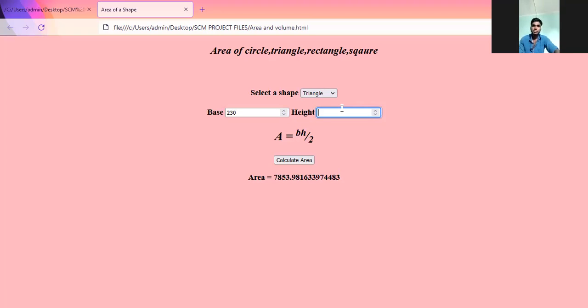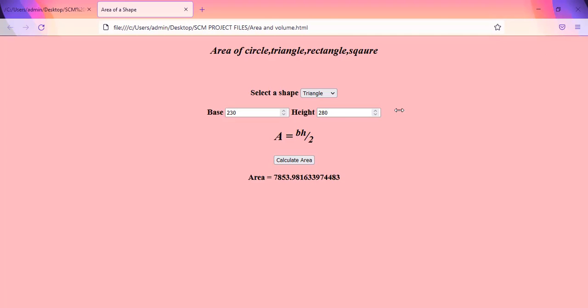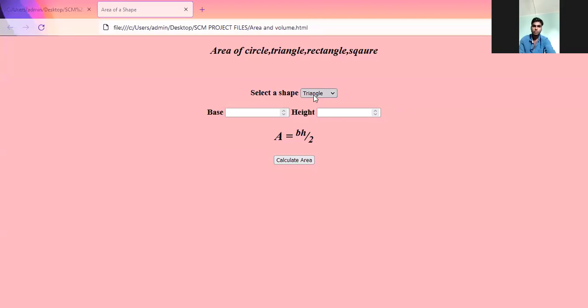And coming to the area of... now we will be giving the area of a triangle. For the area of a triangle, the formula is base into height by 2. We will be giving the base and height values. If we calculate, the area of the triangle will come.